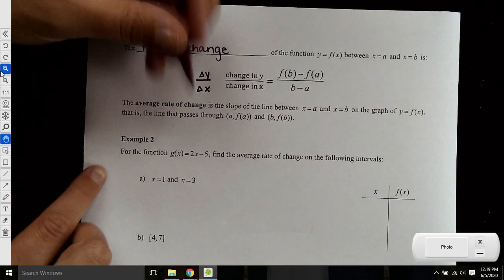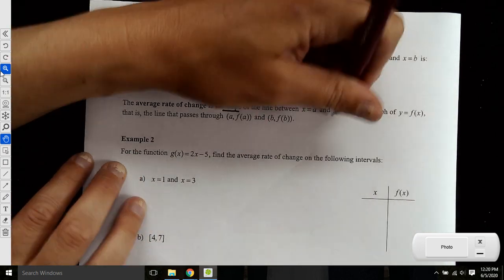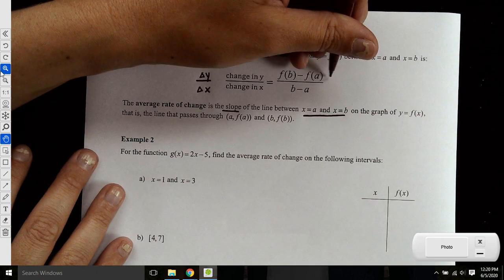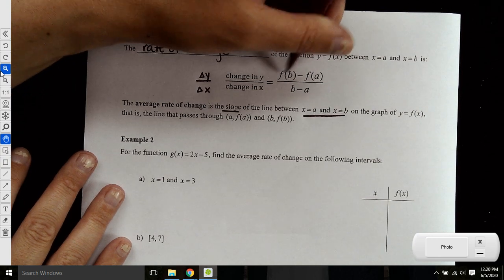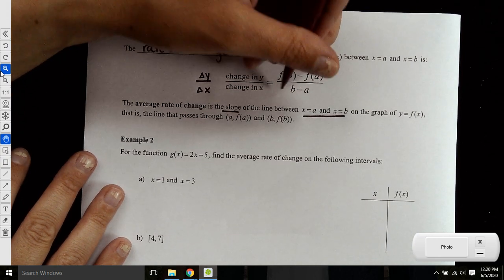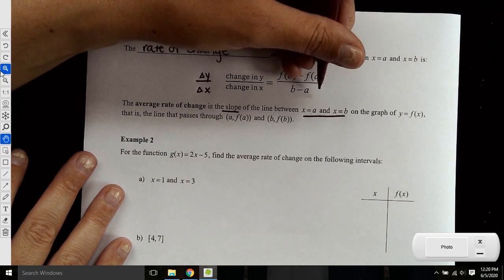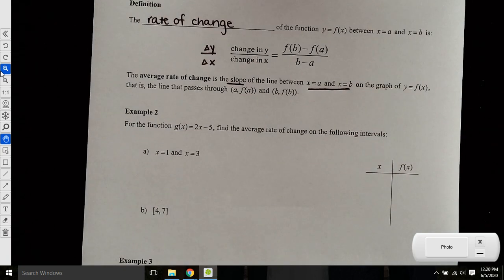So the average rate of change is the slope of the line between 2 points. So this is like your slope. So remember y2 minus y1, that's like f of b minus f of a over x2 minus x1, b minus a. So now we're going to look at a couple of different ideas of how to use this.